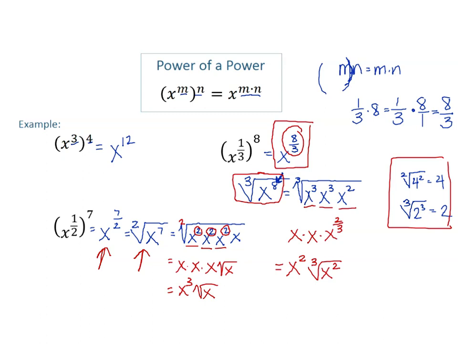So square root of x squared is x. Square root of this x squared is x. Square root of this x squared is also x. And then I've got square root of x to the first, so that just stays as the square root of x. Then I can multiply them and get x to the 3rd power times the square root of x.